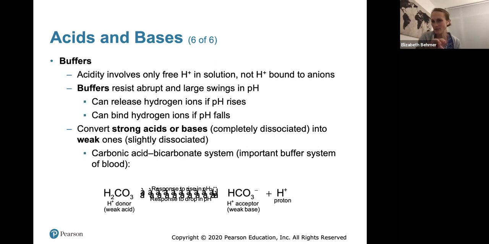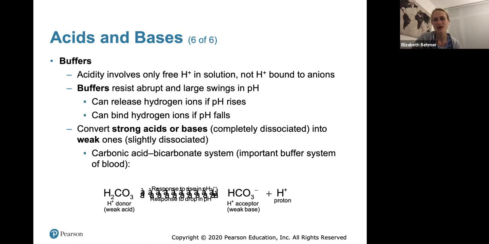Basically, if it's really basic, buffers will release excess hydrogen ions to bring the pH down. Or if the pH is too acidic, they will bind up excess hydrogen ions to try to bring the pH up. Your buffers convert strong acids or bases into weak ones.